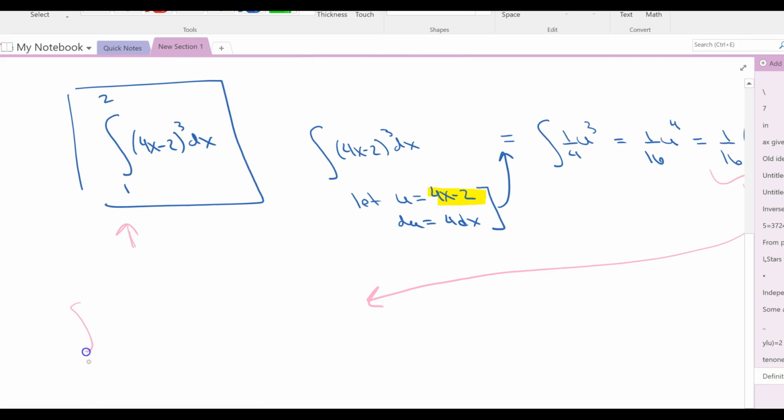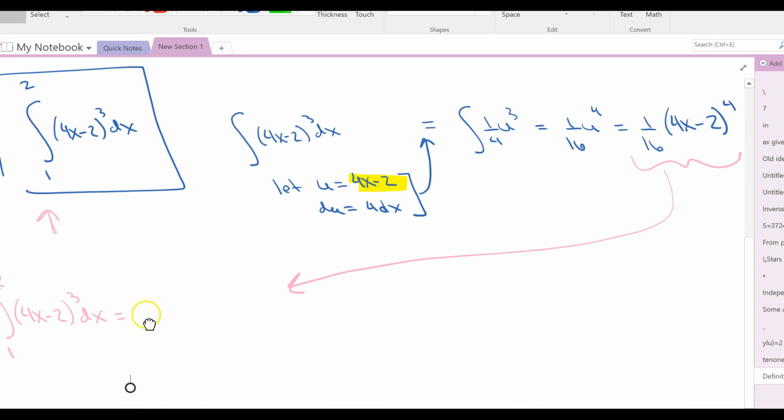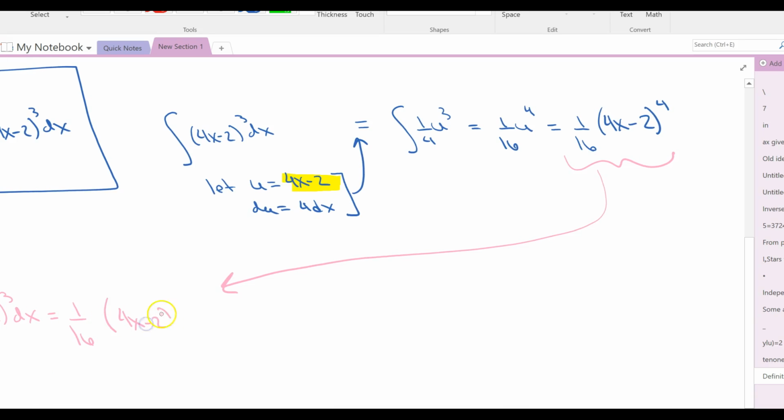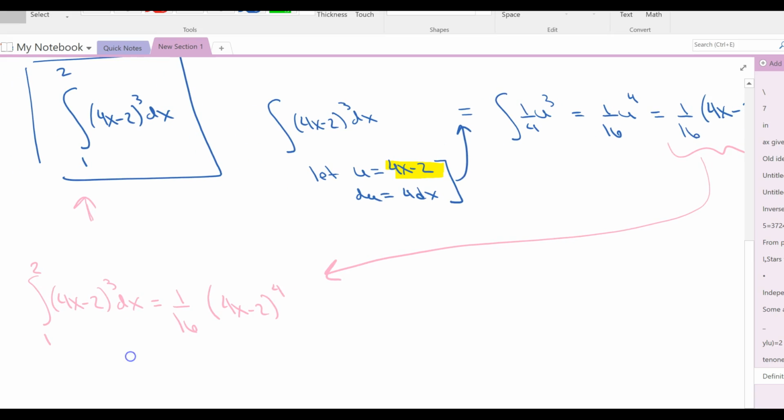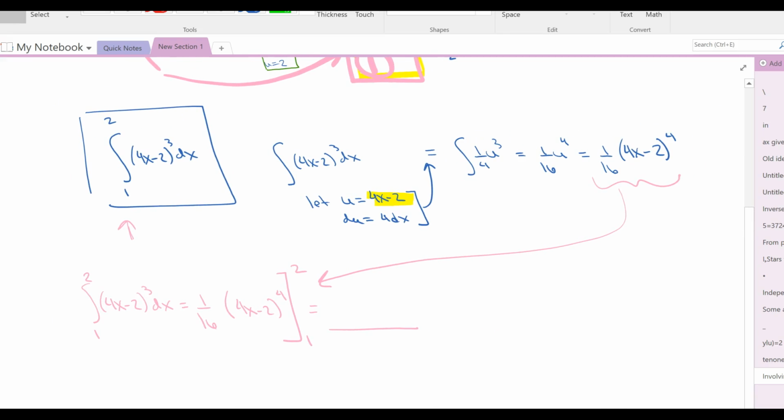They'll say this, the definite integral from 1 to 2 of 4x minus 2 cubed dx, therefore will equal, and there's that indefinite integral, 1/16 times the quantity 4x minus 2 all to the 4th, evaluated now from 1 to 2, okay? And then they just plug and chug, right? So some people like to evaluate the limits of integration in terms of the original variable the problem was given in, because they may have a fear of losing track of the u or something.